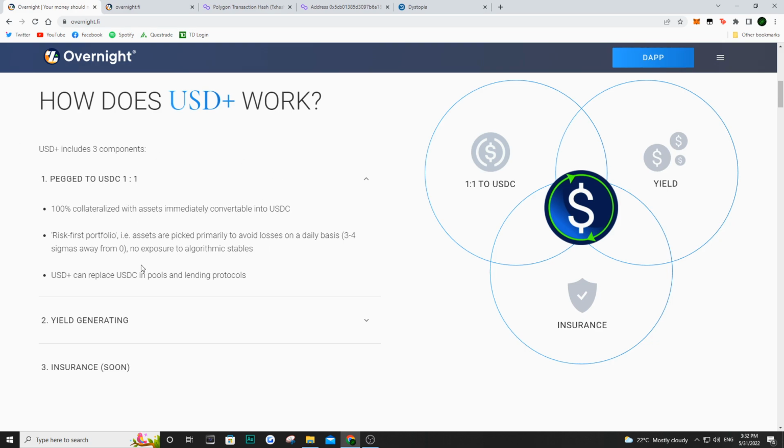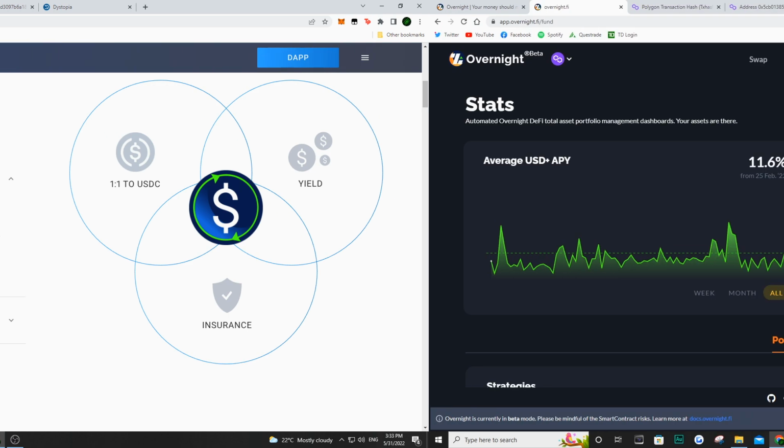You also have the fact that USD Plus is not an algorithmic stablecoin, which is great, and it can also replace USDC in pools and lending pools, which is also great because if you're providing liquidity into a liquidity pool with USD Plus as opposed to USDC, you are going to be making a bit more money than if you were just using USDC, because USD Plus actually generates a yield.